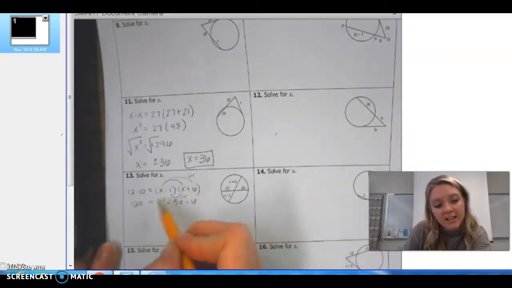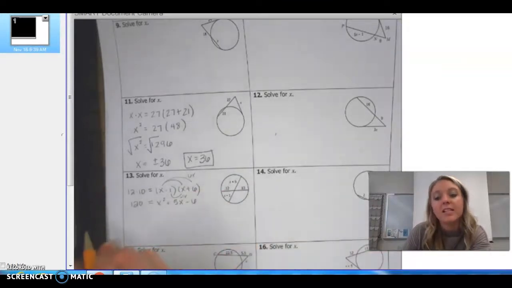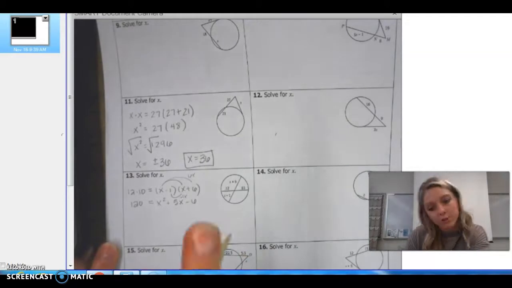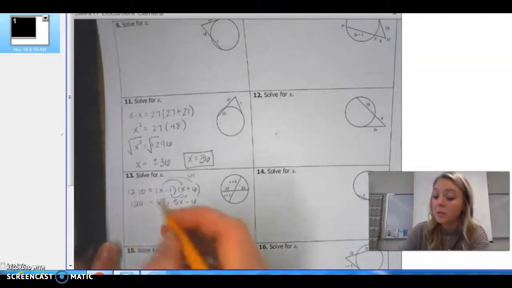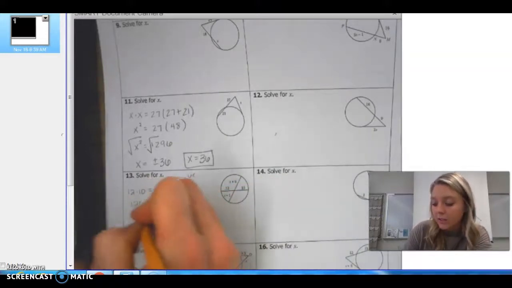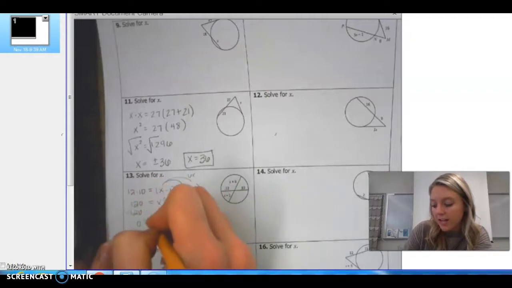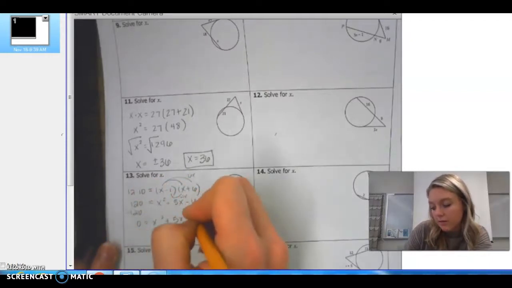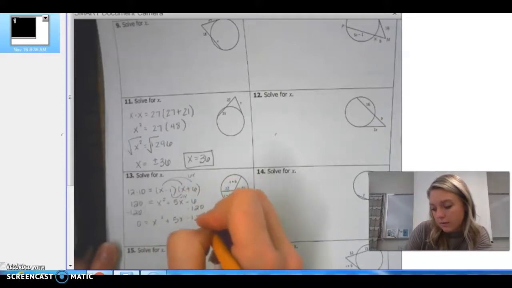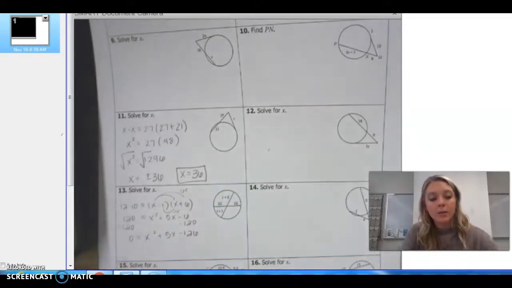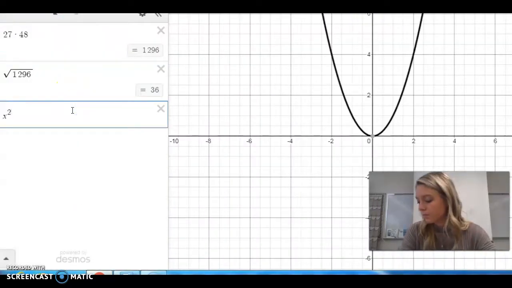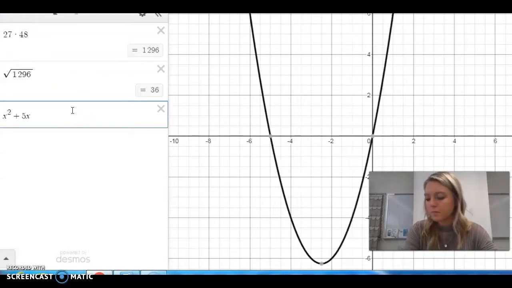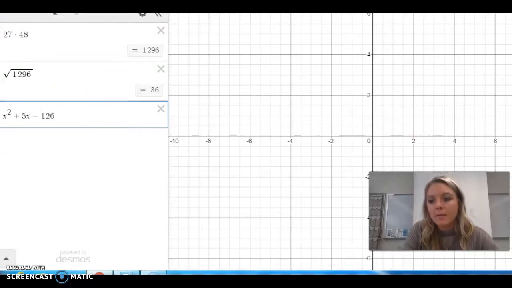So once again, there is my x squared showing up. So this is a quadratic equation. We need to use square root method, quadratic formula, complete the square, graph it, any of those methods that you feel would work best. I'm going to combine like terms so that this quadratic equals 0. And I'm going to graph this in my Desmos. And zoom out a little bit.